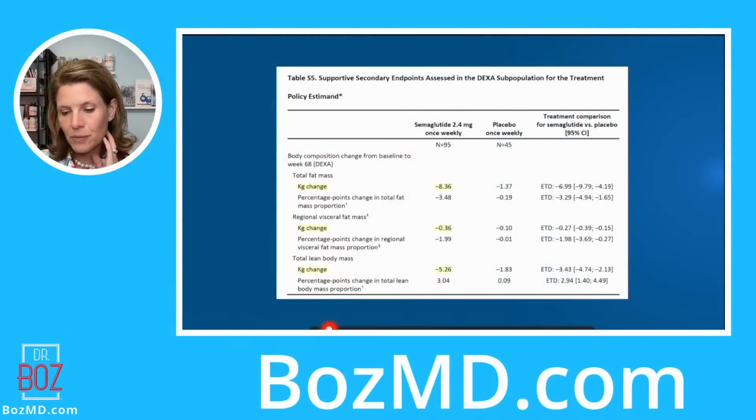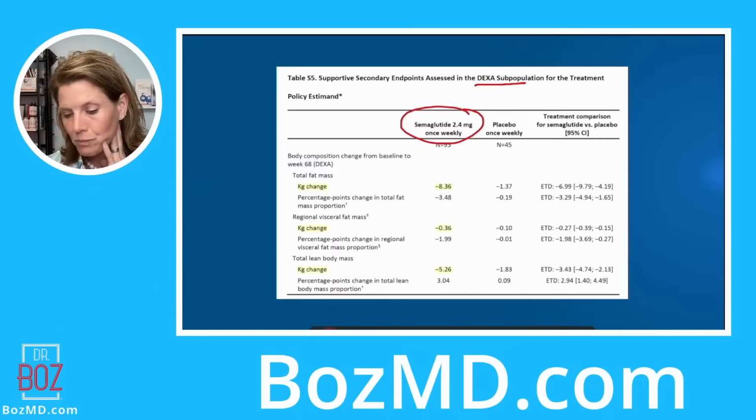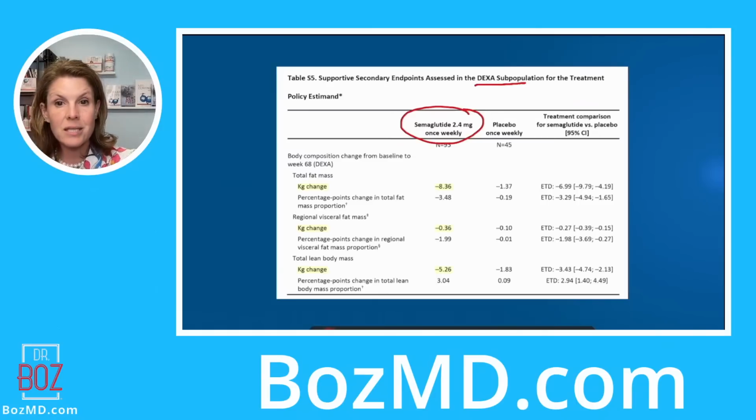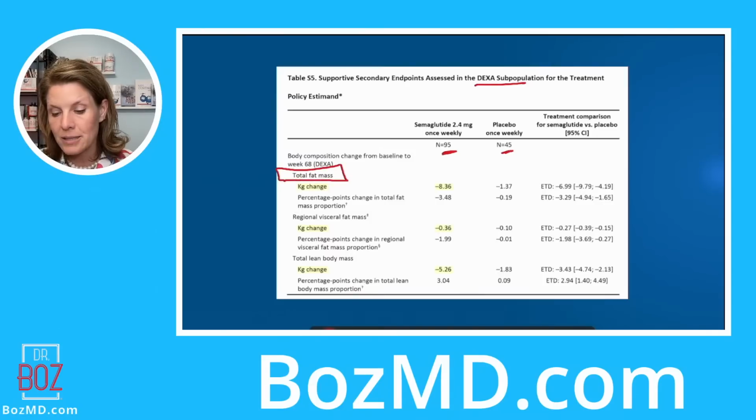All right, so this table is looking at the endpoints for what the DEXA subpopulation was in the treatment for this Ozempic or semaglutide. I always want to put another syllable in there. They were doing the once a week injections, and when they looked at, not everybody got a DEXA scan. This is the subpopulation in that study that did get DEXA scans. Again, 95 were on the drug. We had another 45 that were not on the drug, so about 140 people had the DEXA scan within this study. As you look at what they found, the kilograms of total fat lost were about 8.